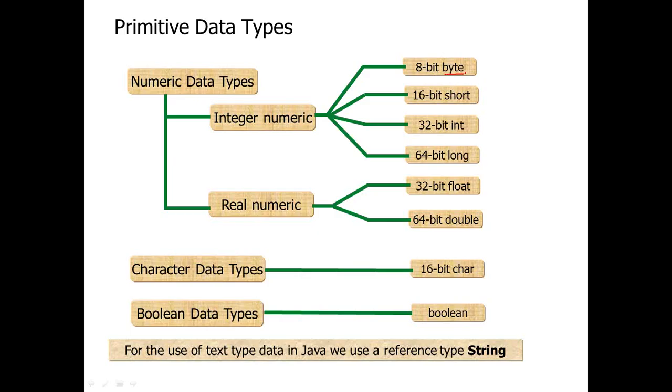A byte will be 8-bit, a short will be 16-bit or 2-byte, int will be 32 bits, long is 64-bit, and float is 32-bit, double is 64-bit. Alright.